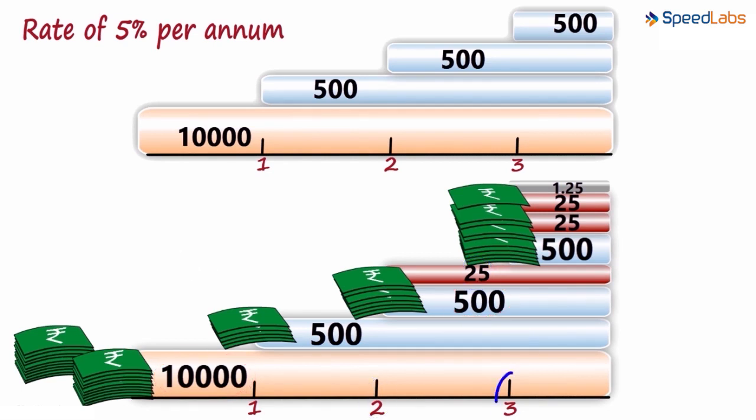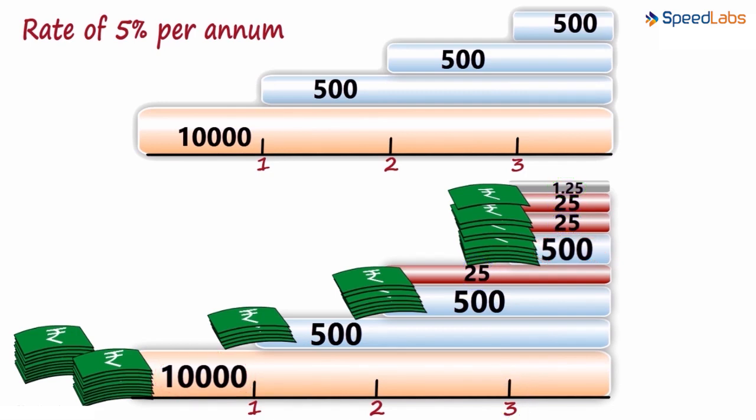At the end of year 3, the principal generates 500 rupees. This interest generates 25 rupees. This interest generates 25 rupees. And this interest generates 1.25 rupees.